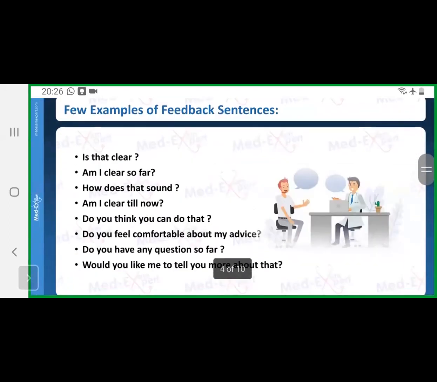You can ask the patient, is that clear? Am I clear so far? How does that sound? Am I clear till now? Do you have any concerns? Do you think you can do that? Do you feel comfortable about my advice? Do you have any questions so far? Would you like me to tell you more about this condition or this disease? How are you feeling? How does that sound? Okay. So these are the feedback sentence examples.